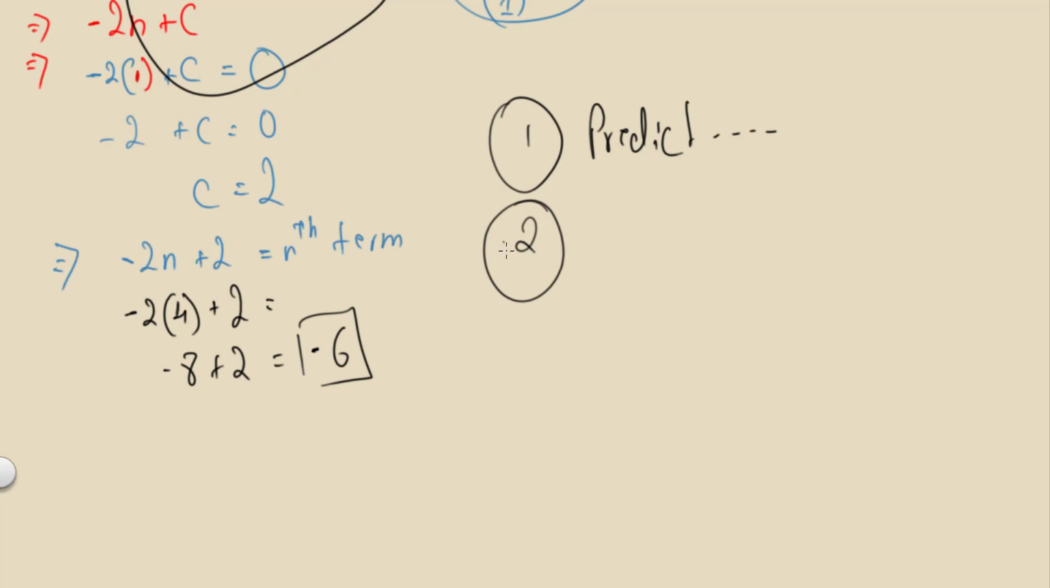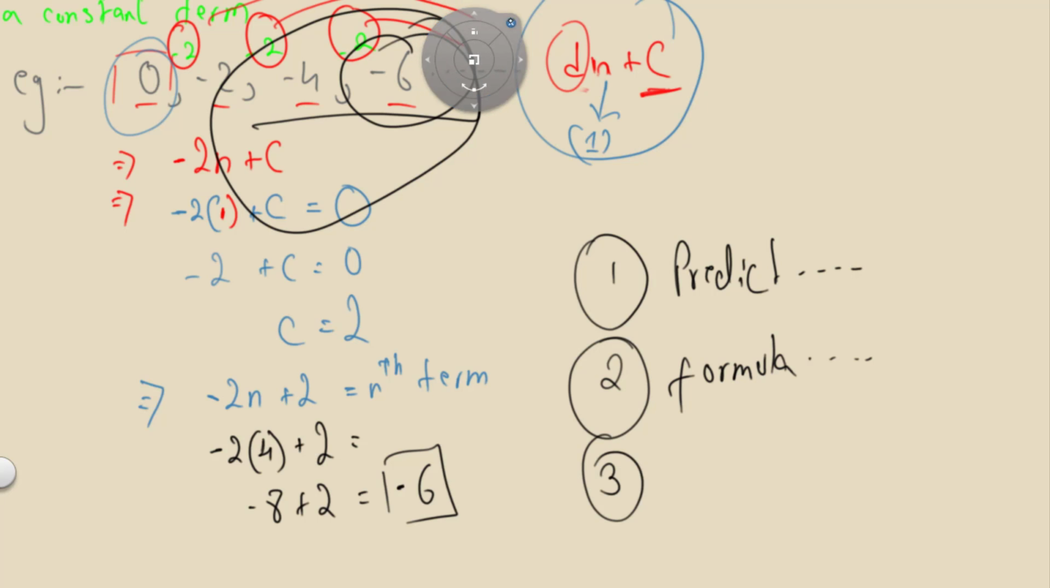Then the second type of question you get is finding the nth term formula, which again, if you use this simple technique, you should be able to get it. It doesn't look that difficult. The third most common type of question is they'll give you the value of the term, but they won't tell you which term it is. For example, let's say they are saying that one of the terms is minus 20. They'll ask you in the exam, which term is this?